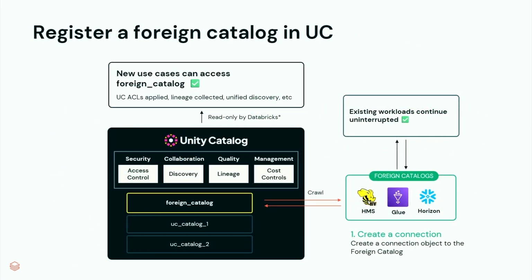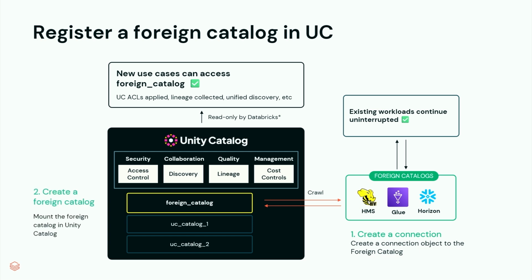Cool. So how does this all work? So you're seeing in this diagram an example of how to register a foreign catalog within UC. And the first step is ultimately creating a connection. So this is creating a connection object that links Unity Catalog to your foreign catalog. Today, we support HMS, Glue, and Snowflake Horizon for this sort of catalog federation approach.